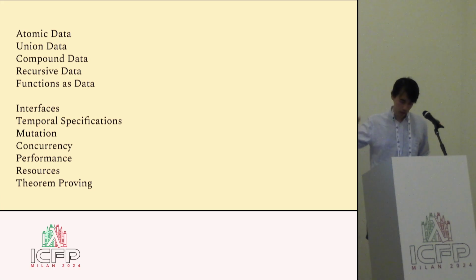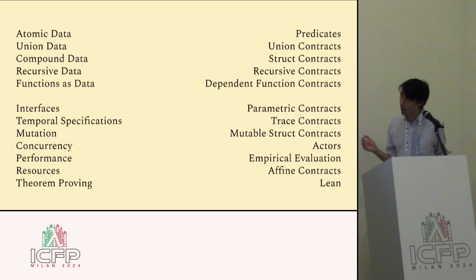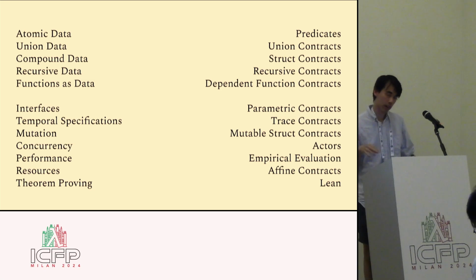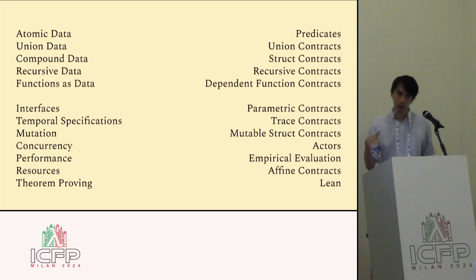Those are the topics on the left, and on the right, we have the kinds of language features and tools that we use in order to specify the things on the left. A lot of contracts, for example: ordinary predicates, unions, struct contracts, recursive contracts, and dependent function contracts, which are really important for specifying rich properties. For data abstraction, there are parametric contracts, both for existentials and universals. So we get to talk about modules and things like that, and the difference between that and OO.